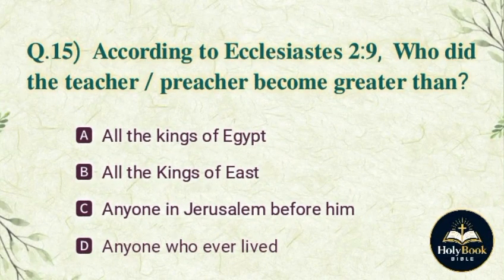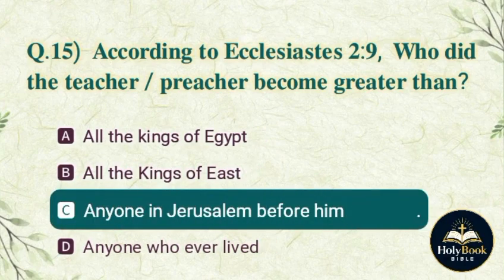According to Ecclesiastes Chapter 2, verse 9, who did the teacher become greater than? Options: A. All the kings of Egypt. B. All the kings of East. C. Anyone in Jerusalem before him. D. Anyone who ever lived. The correct answer is option C. Anyone in Jerusalem before him.